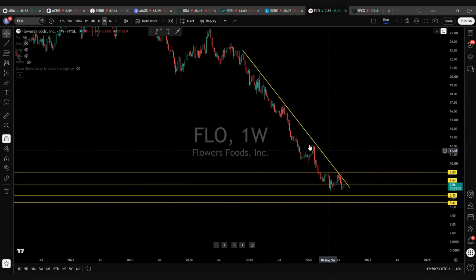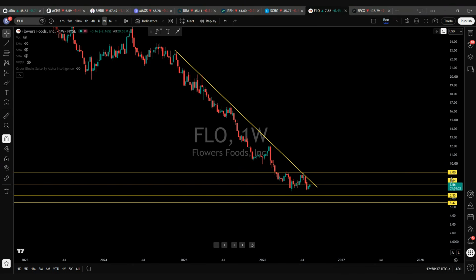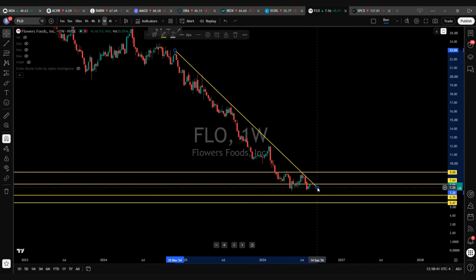As you can see, though, this downsloping trend line has capped the price action on the way up over and over and over again. So now that we're at the lower end of the support range, what I would like to see is Flower Foods getting back above $7.64, recapturing this downsloping trend line and actually making a continuation move all the way up to about $9. If we can do that, and then it retraces all the way back down to $7.56, I would be a buyer on Flower Foods in this area.